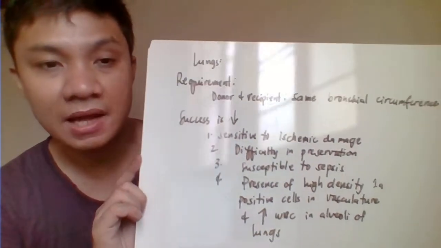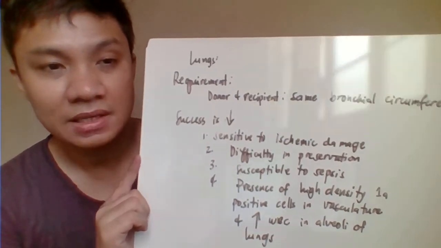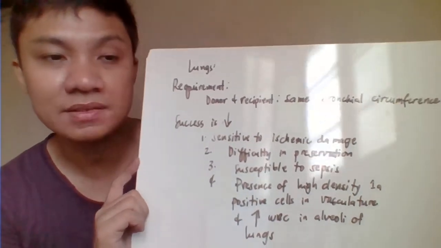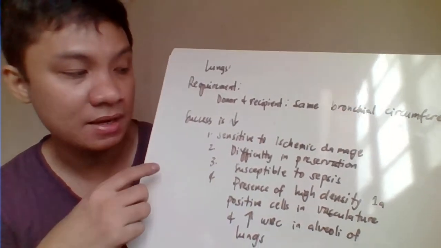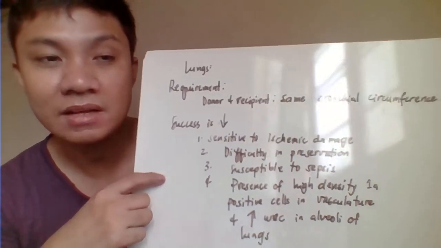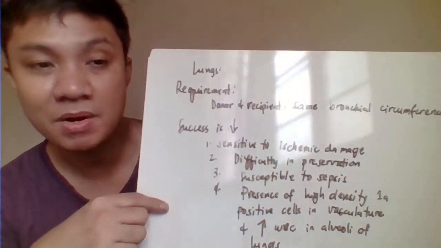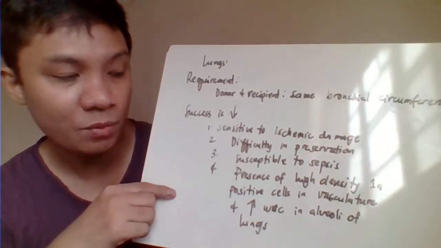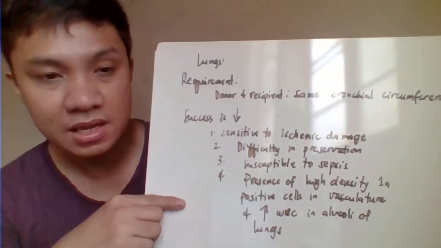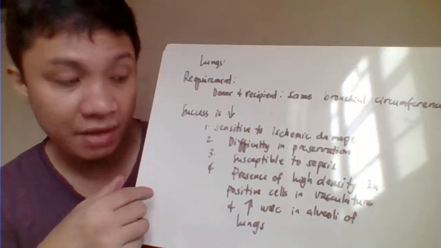And then we have the lung transplantation. A major consideration for lung transplantation is that the donor and recipient should have the same bronchial circumference to fit. Most likely lung transplantation has a lower success rate because of the following. Number one, it's very sensitive to ischemic damage. Second, there is difficulty in the preservation of the lungs after harvesting.